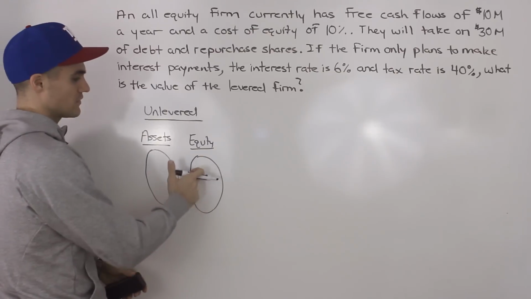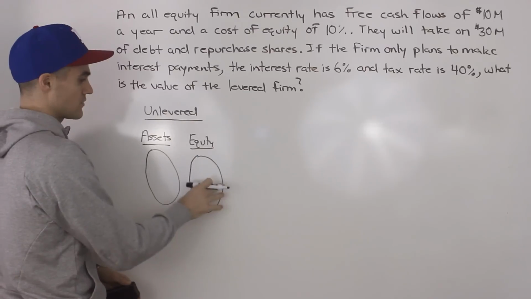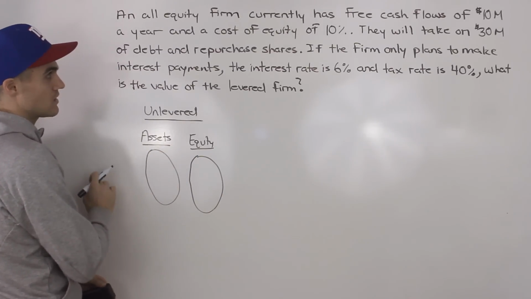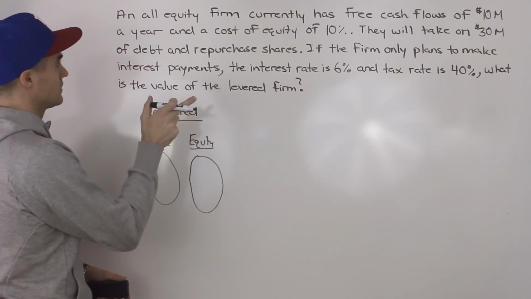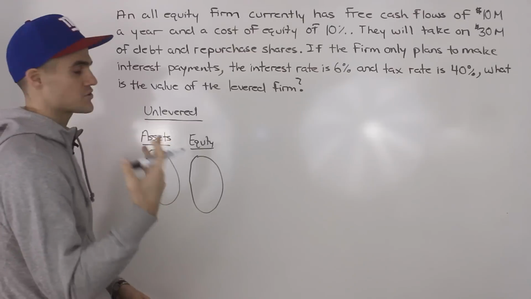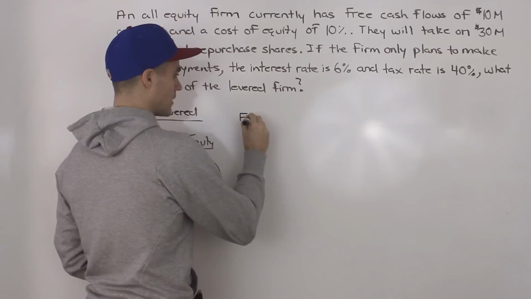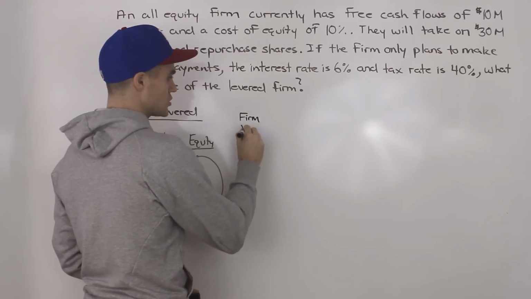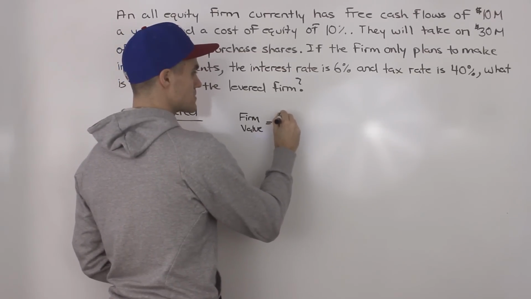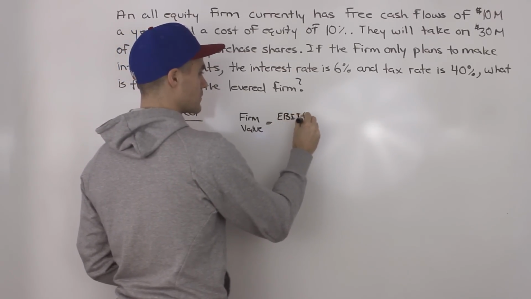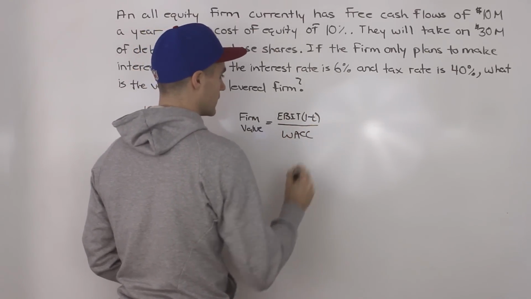In the previous question, we were given the number of shares and the share price, so it was really easy to find that equity value, and that was the assets value as well. In this case, they say that this firm has free cash flows of $10 million a year and a cost of equity of 10%. Now, if you remember, when we were talking about M&M propositions without taxes, I mentioned that the firm value was always equal to the earnings before interest and taxes times 1 minus the tax rate all over the weighted average cost of capital.